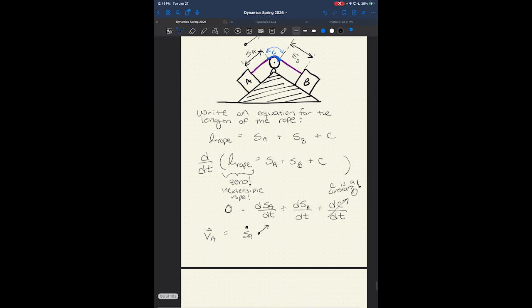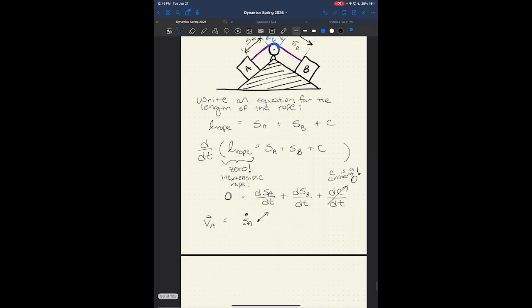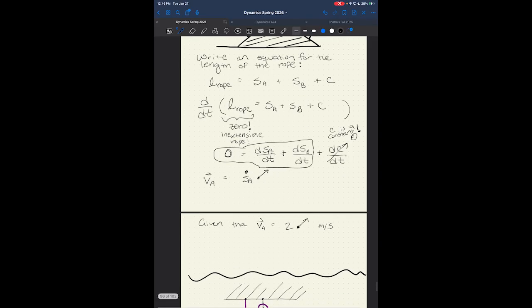Here's the next part. We're specifically going to look at a problem in which we are given that the velocity of A is 2 meters per second up and to the right. How can I use this equation to find out the velocity of B? Yep, SA and SB are changing at the same rate. But inversely. A is going up at 2 meters per second, B's speed is going down.